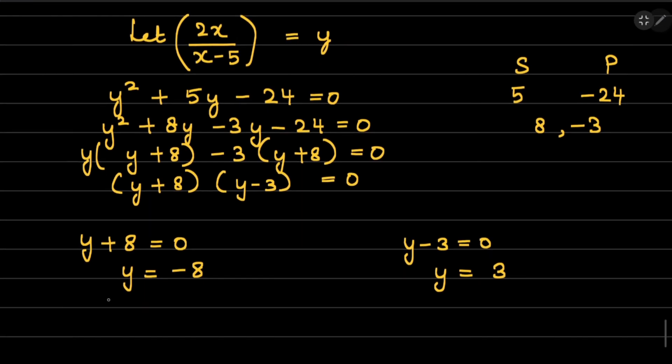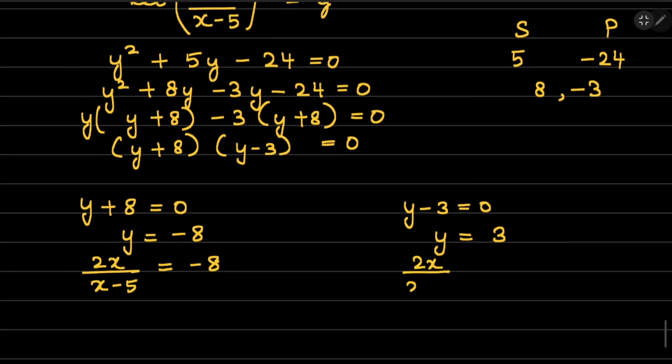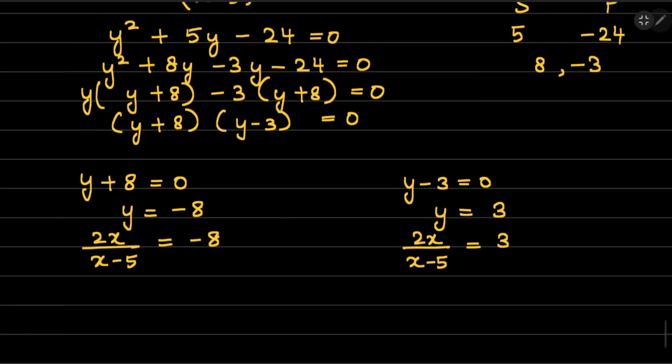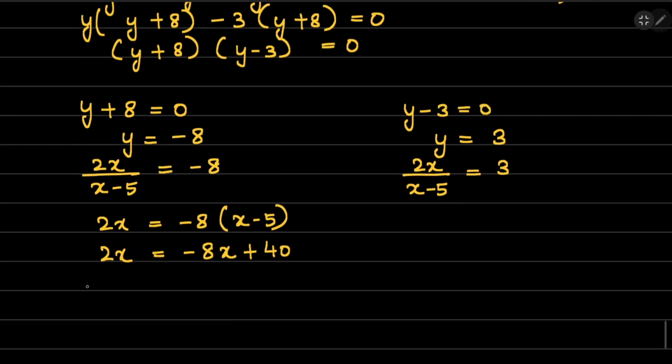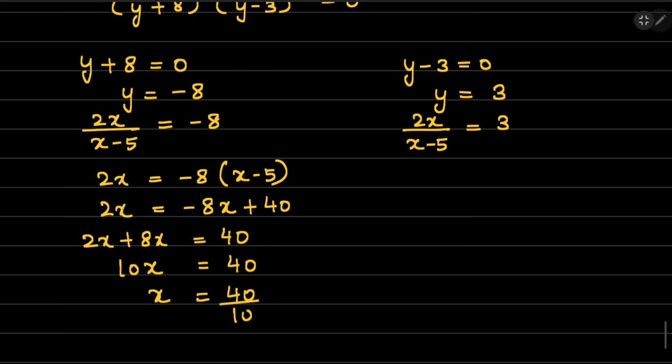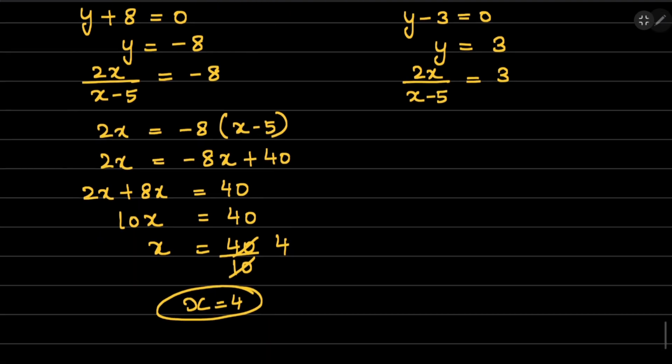Now let us substitute. What is the y that we took? 2x divided by x minus 5 equal to minus 8. Right? And 2x divided by x minus 5 equal to 3. Cross multiply. So what do you get? 2x is equal to minus 8 multiplied by x minus 5. So 2x equal to minus 8x plus 40. So what do you have? 2x plus 8x equal to 40. 10x equal to 40. And x is equal to 40 divided by 10, which is 4. Therefore, one of the answers is x equal to 4. Okay, x equal to 4.